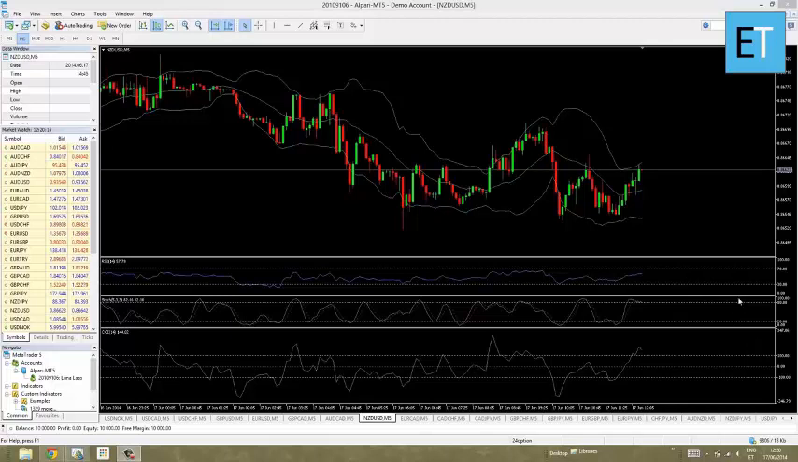So just a little bit about the strategy I use. It is a 15-minute strategy. For the indicators, I use Bollinger Bands, RSI, Stochastic and CCI.